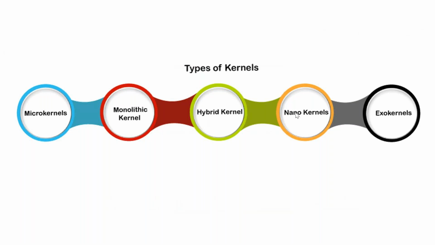Now these are the types of kernel. There are a lot of types of kernel. We have microkernel, monolithic kernel, hybrid kernel, nano kernel, exokernel, and so on. So one of the kernels which we are using is monolithic kernel. Okay, the one we'll be using for all of our work, monolithic.